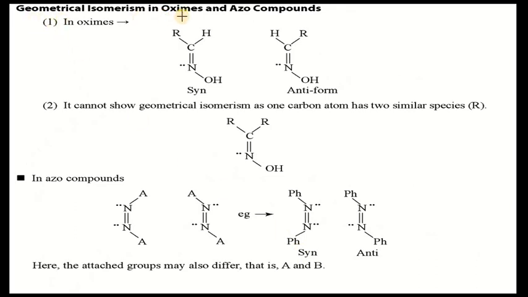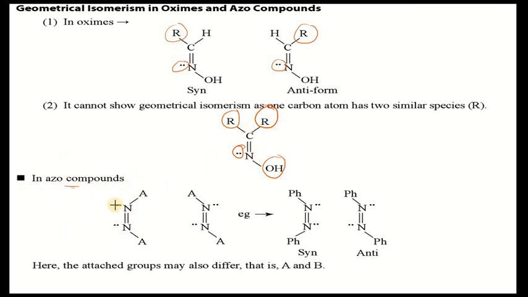Next, geometric isomerism in oximes and azo compounds. In oximes, an OH group is there. This is syn. See the pair of electrons. Where it is opposite, this is the anti form. Another example: you cannot show geometric isomerism as one carbon atom has 2 similar species. See, these 2 are similar. The groups are different here, but the carbon case is different.